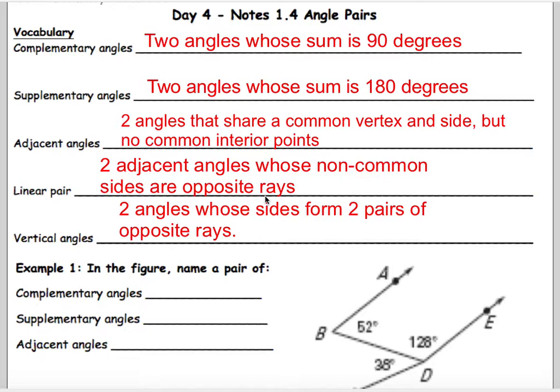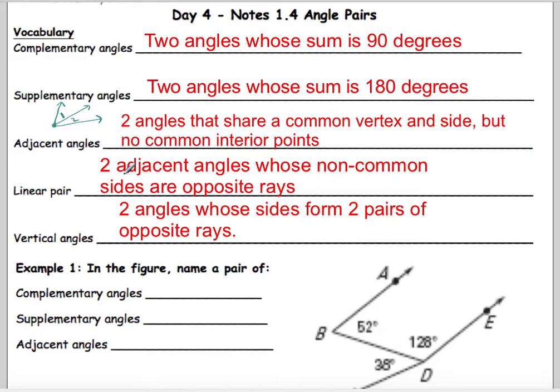Adjacent angles are two angles that share a common vertex and a common side, but no common interior points. What that means, no common interior points, is that they're not going to overlap. So I'm just going to draw a quick little sketch. So they have this common endpoint, and they share a side. So this side here in the middle, and if I call this angle 1 and angle 2, they have the common side in between them and the common endpoint here.